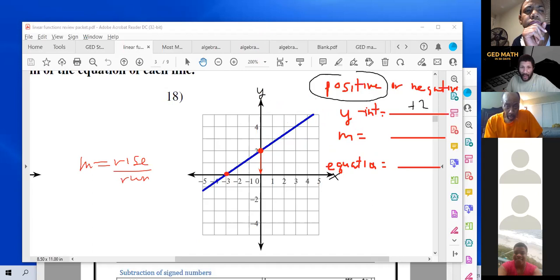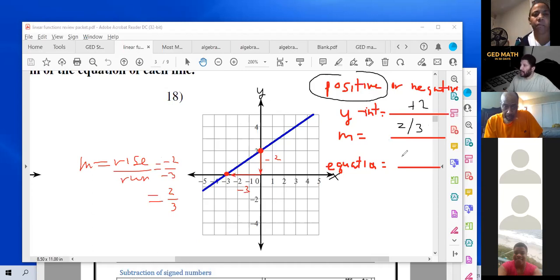Since I went down 2, is that positive or negative? -2. Now, what direction do I need to go? To the left. How many? 1, 2, 3. So I went to the left 3. Is that positive or negative? -3. So the rise was -2 and the run was -3. 2 negatives make a what? Positive. So my slope is 2/3. If my slope is 2/3, my y-intercept is +2.